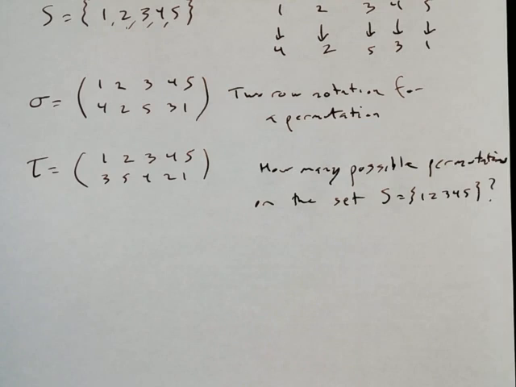I could write down that bottom row in any order I want, and that would be a permutation as long as it's 1 to 1. So I can't repeat a number, and it's onto, I have to have all 5 numbers down. Yes? Those are functions.